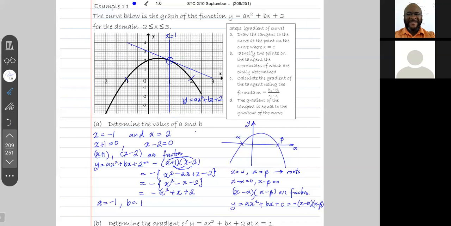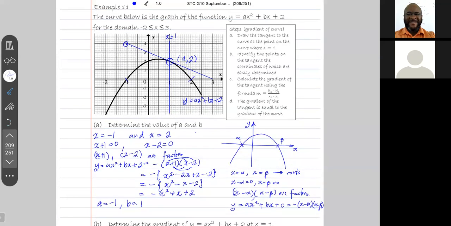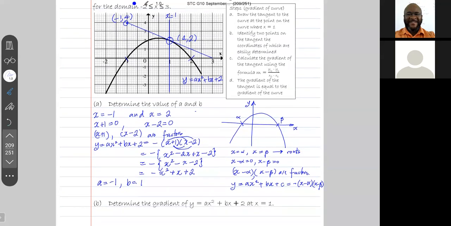What I have to do now is I need to determine the coordinates of 2 points on the tangent. 1 point I already know. The first point is 1, 2. This point is also at the tip of the tangent, so I could use it. This is the point -1, 4. So next I'm going to calculate the gradient of the tangent, because the gradient of the tangent at that point is also equal to the gradient of the curve at that point.